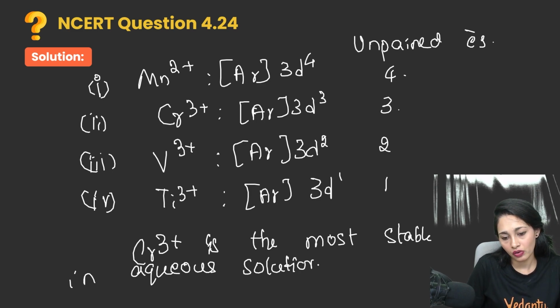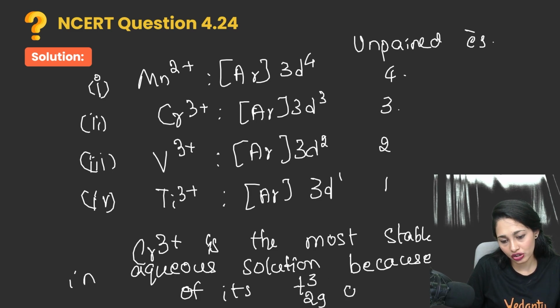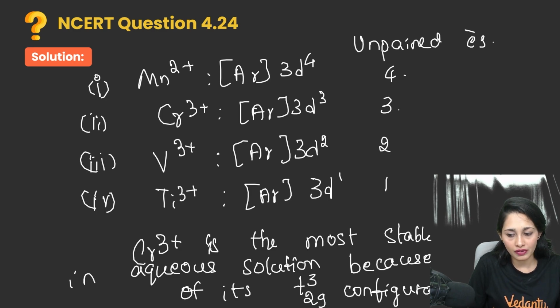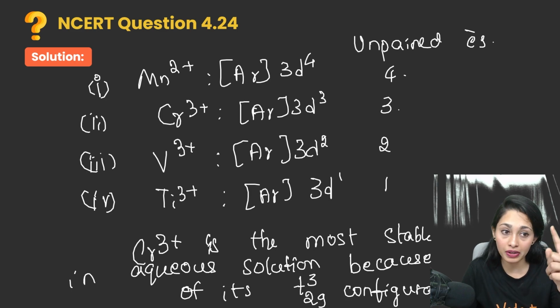Because what is the reason? Because of its t2g3 configuration. That's all. So it's a very simple question. So chromium 3+ is the most stable amongst these 4 ions in aqueous solution.